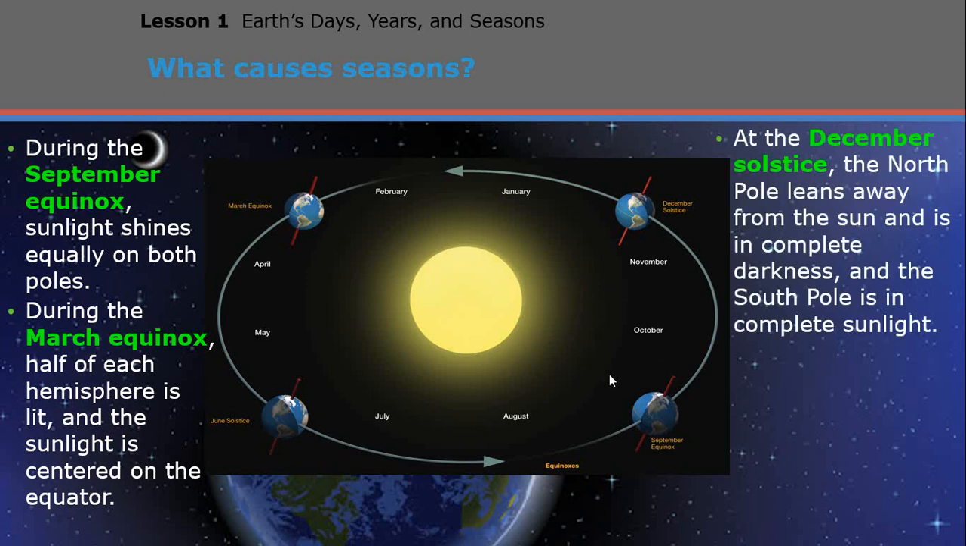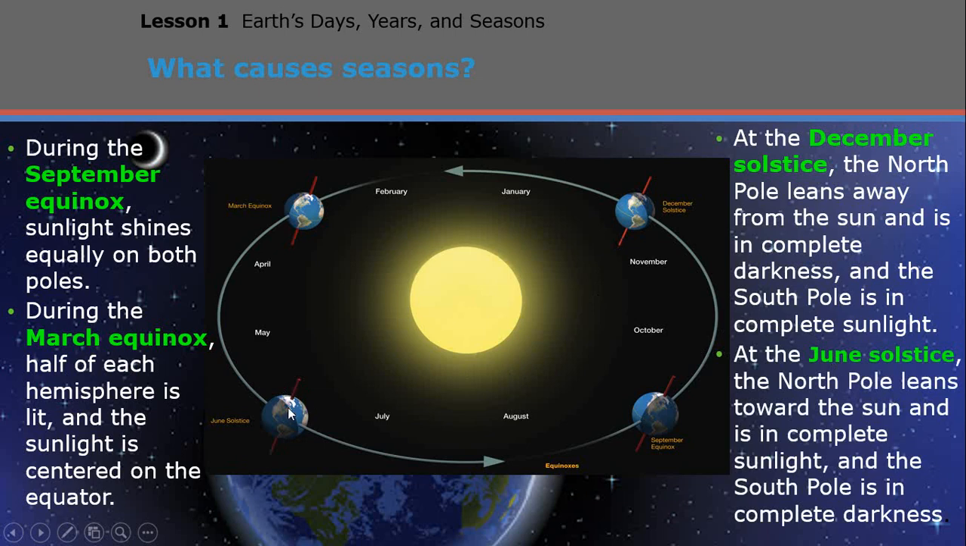So at the December solstice, what happens? The North Pole leans away from the sun, as I told you. There it is, leaning away from the sun, and it is in complete darkness. At the same time, when the North Pole is away from the sun, the South Pole will be totally in the sun. And on the June solstice, it's the opposite. I see the northern hemisphere and the North Pole totally in the sun. At the same time, I will see that the South Pole is totally in darkness.